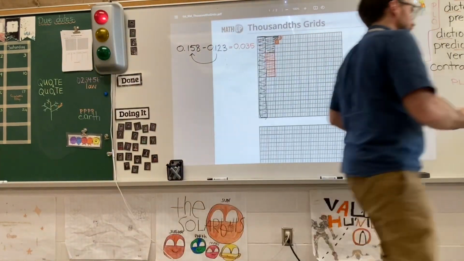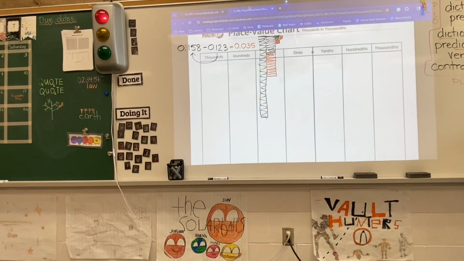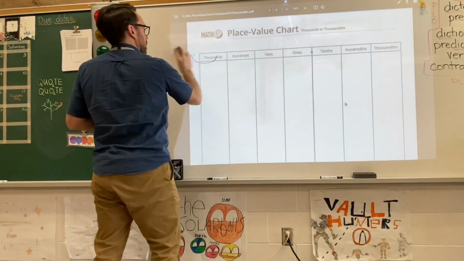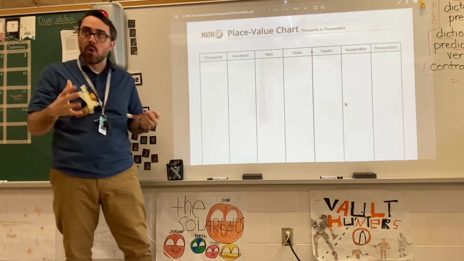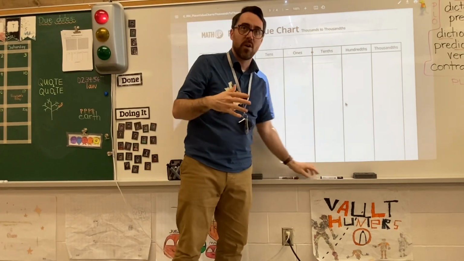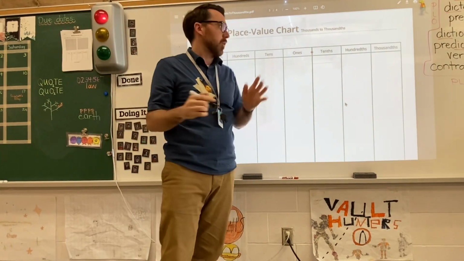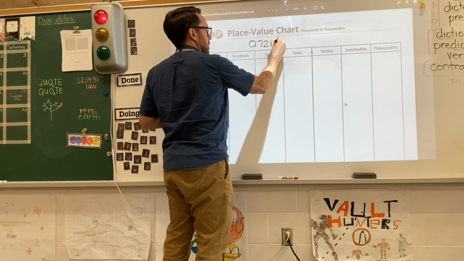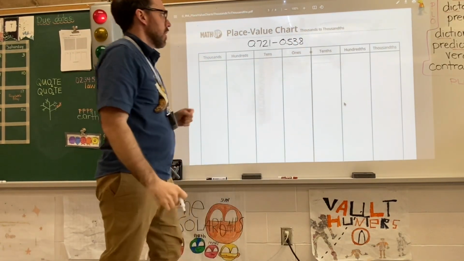One more way of doing this is the place value chart. This you can do two ways. So you could use a borrowing way of doing this, or the adding up way. It's up to you, whatever's easiest. So a question like this, 0.721 subtract 0.538.